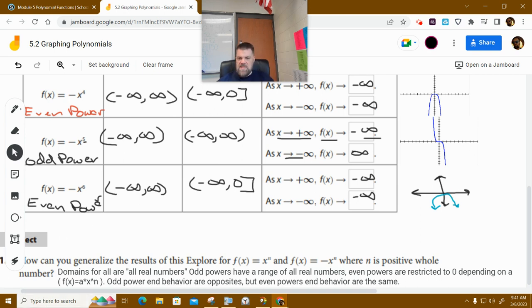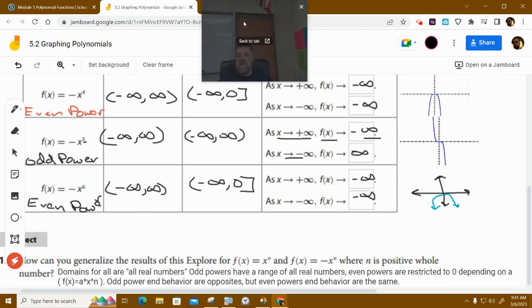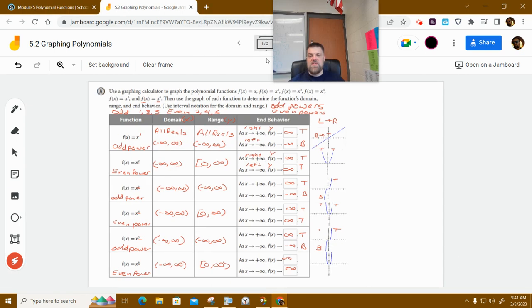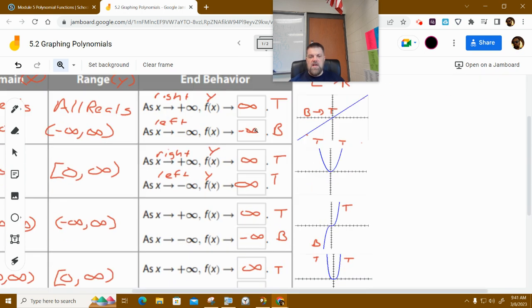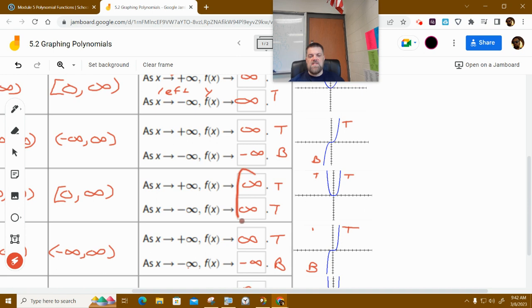So let me show you that. See this odd power? It's negative infinity here, but positive infinity here. But for the even powers, they're the same in behaviors. Now, if I change my A values, that still holds true, right? So if I zoom in, these all have a leading term A of positive 1, but it still holds true. Odd power, they have opposite end behavior. Even power, same end behavior.